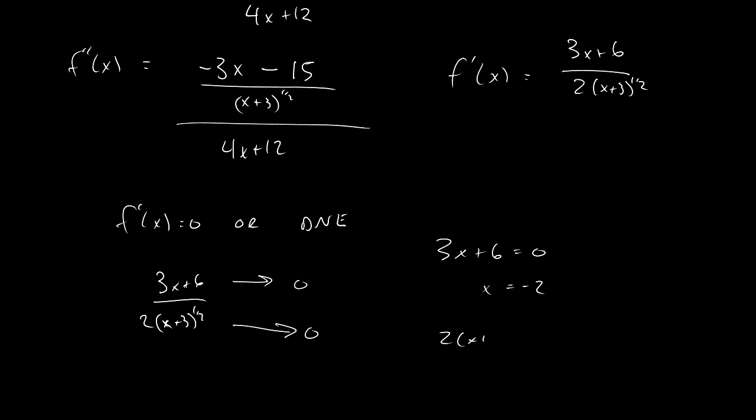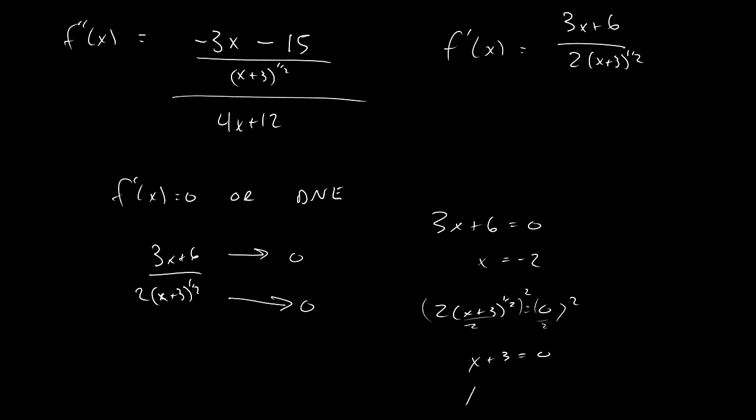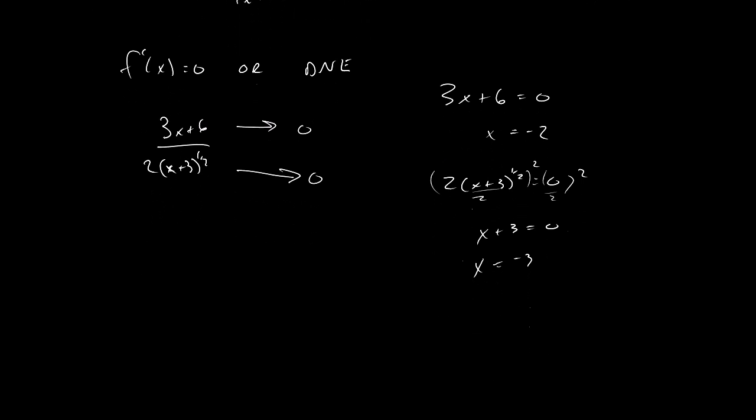When 2 times (x plus 3)^(1/2) is equal to 0, well, we divide both sides by 2. We still get 0 on this side. Then we square both sides. We still get 0, so x plus 3 is equal to 0. Well, that just simply means that x is equal to negative 3. So now we have f prime of x is equal to 0 or does not exist when x is equal to negative 2 and x is equal to negative 3.